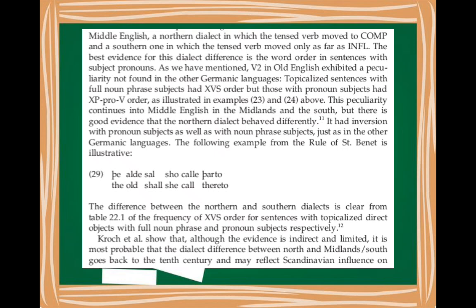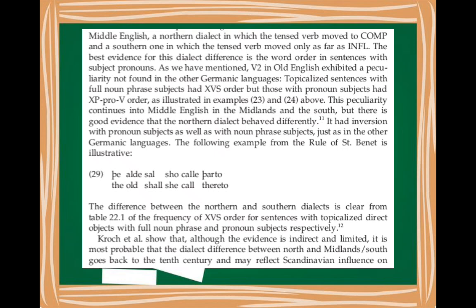This peculiarity continues into Middle English in the mainland South, but there is good evidence that the northern dialect behaved differently. It had inversion with pronoun subjects as well as with noun phrase subjects, just as in other Germanic languages. The following example from the Rule of Saint Benet is illustrative. In number 29, "Pe alde sal shokale parto," or in English, "the old shall she call thereto."